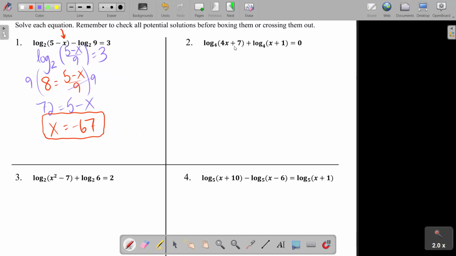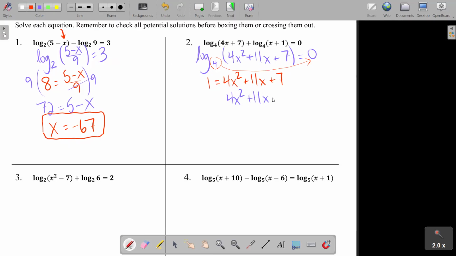We're going to condense, and this condensing happens through multiplication. So we're going to have log base 4 of (4x squared plus 11x plus 7) equals 0. And when you hit this one with the water cycle and you take 4 to the power of 0, you get 1. So we wind up with 1 equals 4x squared plus 11x plus 7. And then we're going to move the 1 to the other side. So we're going to have 4x squared plus 11x plus 6 equals 0.